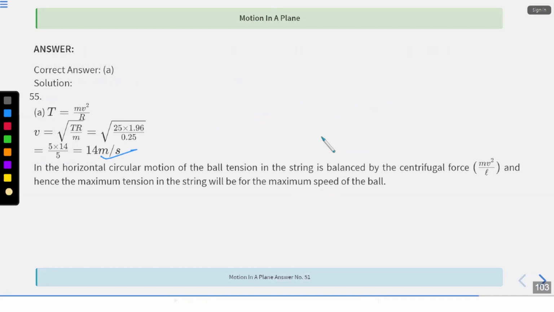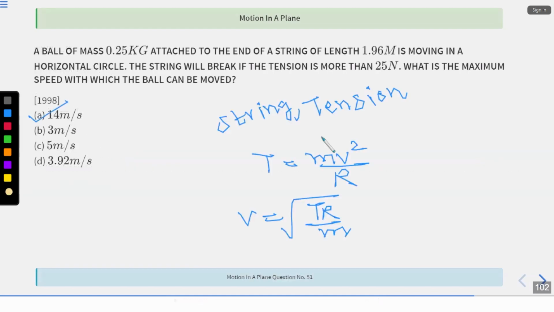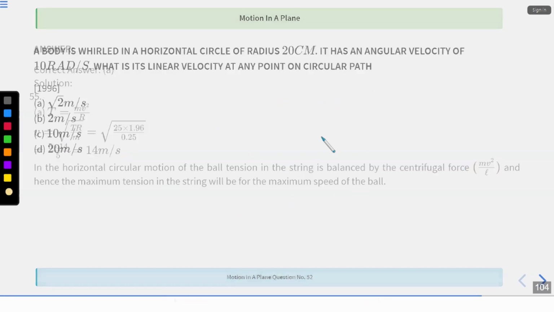In the horizontal circular motion of the ball, tension in the string is balanced by the centrifugal force. So there is a centrifugal force also, mv square by L. And hence the maximum tension in the string will be for the maximum speed of the ball. Okay, and that is our option A. Okay, moving on to the next question.